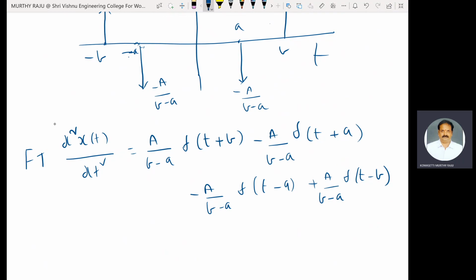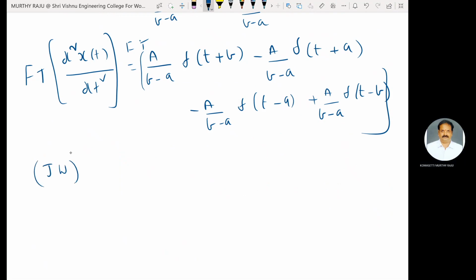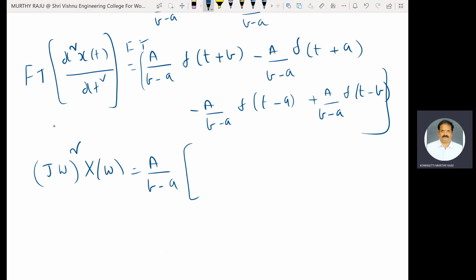Apply the Fourier transform to the equation. d square x of t by dt square is a second differentiation, that is the reason j omega whole square X of omega. A by b minus a is the common term. By using the shifting property for dou of t plus b: shifting property means any function shifted from t to t minus t naught becomes e power minus j omega t naught X of omega.